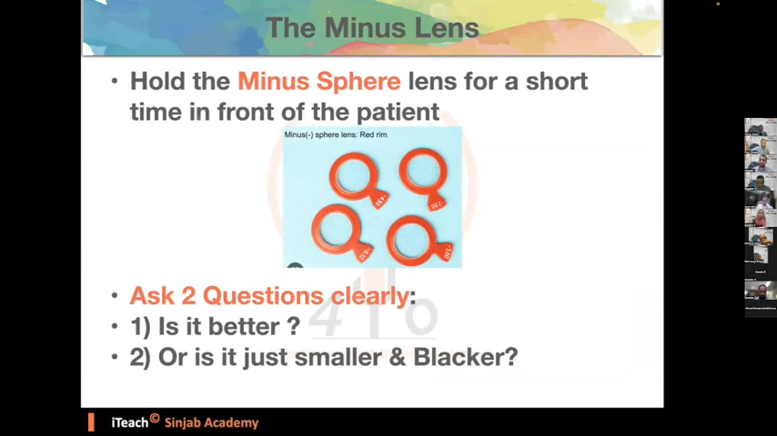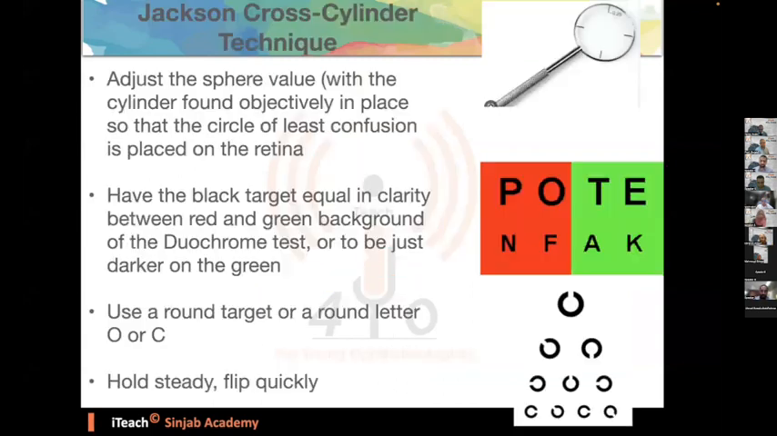And if the patient said it is better, then we add -0.25 diopter sphere if this is what we are examining the patient. But if he said it's just smaller or blacker, we don't add a minus lens. We keep his prescription as it is.